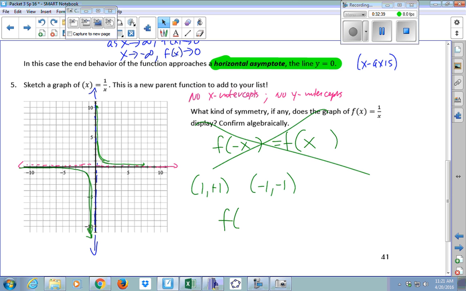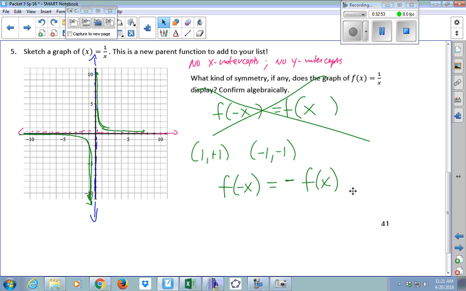symmetry, which says if I take my x value and I plug it into my function, and then I take the opposite of x and plug it into my function, then my two output values are opposite. And there you see the two output values are indeed opposite. So this has symmetry about your origin. So the distance from, in this case, 0 to 1 and 0 to -1 is the same.